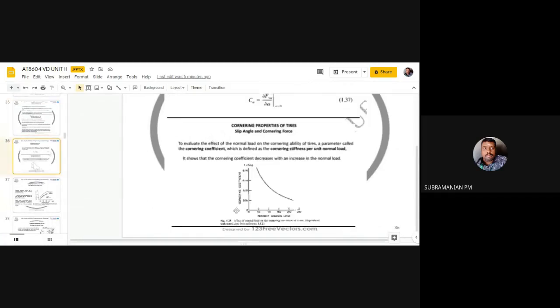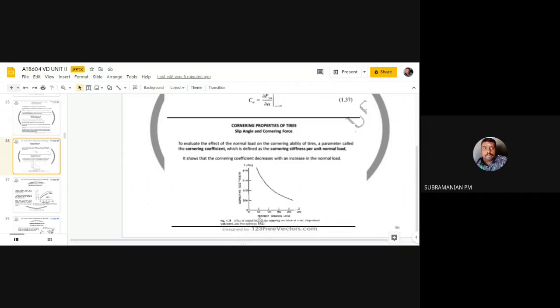Okay, you listen. Cornering coefficient means cornering force divided by normal load. So when it gets decreased, it means cornering force is getting decreased. Already I told you in vehicle dynamics, instead of going with the force value, I can go ahead with the coefficient so that I can easily plot it.